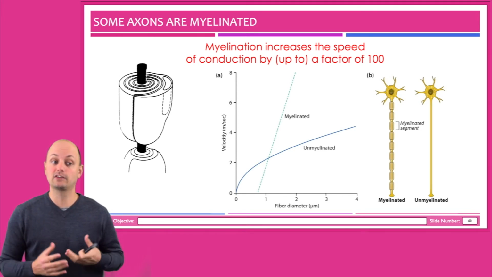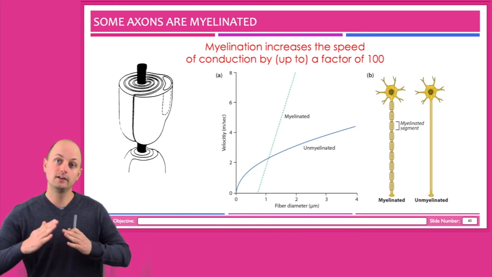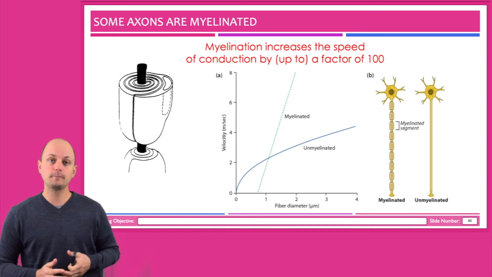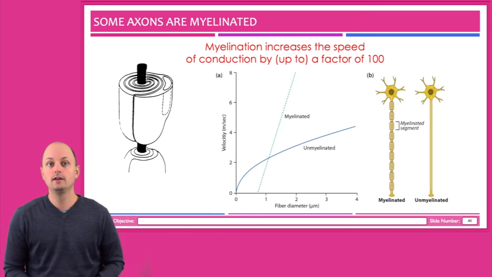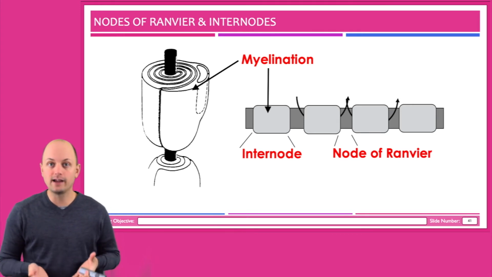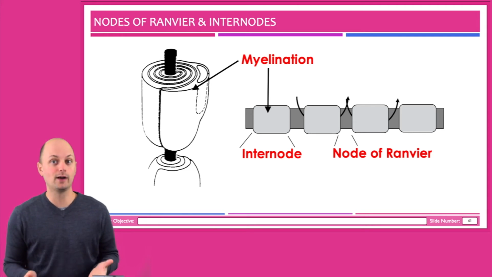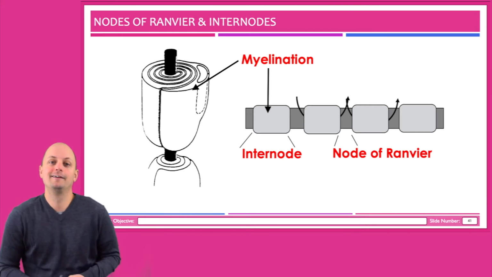If you take a look at the slope representing conduction velocity of the myelinated neuron, you can see that it's much steeper than the unmyelinated neuron. Now, if we take a closer look at a myelinated axon, we can also see that not all membrane segments are myelinated. The ones that are myelinated are referred to as internodes, and the ones that are unmyelinated are referred to as nodes of Ranvier, or as we say here in the US, nodes of Ranvier.